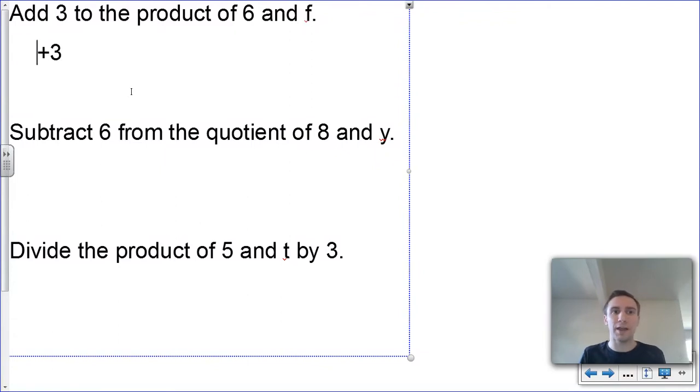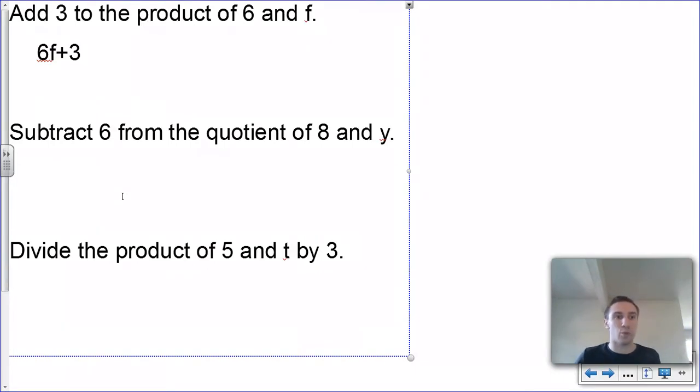So when I think about the product of 6 and F, product tells me that I'm going to do multiplication. So I can write the 6 and the F right next to one another. Now this expression, 6F plus 3, I have the product of 6 and F, and I'm adding 3 to that product. Therefore, I'm in good shape, and I'm done.